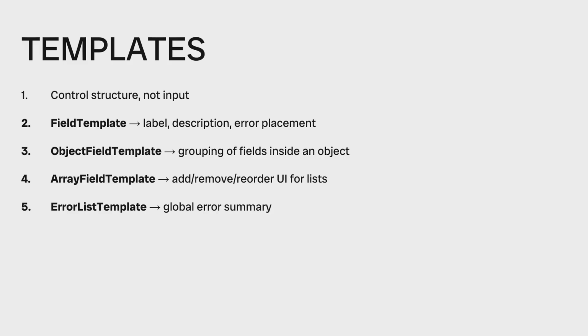Templates in RJSF can be used to control the structure or layout of the form. Some examples include FieldTemplate, which can be used to customize the label, description, and error placement of a field. ObjectFieldTemplate can be used for grouping of fields inside an object. ArrayFieldTemplate can be used to add, remove, and reorder UI for lists. An ErrorListTemplate can be used to render an error summary.